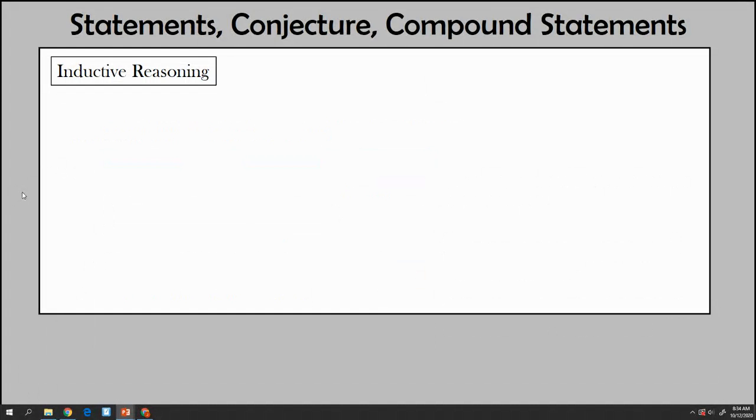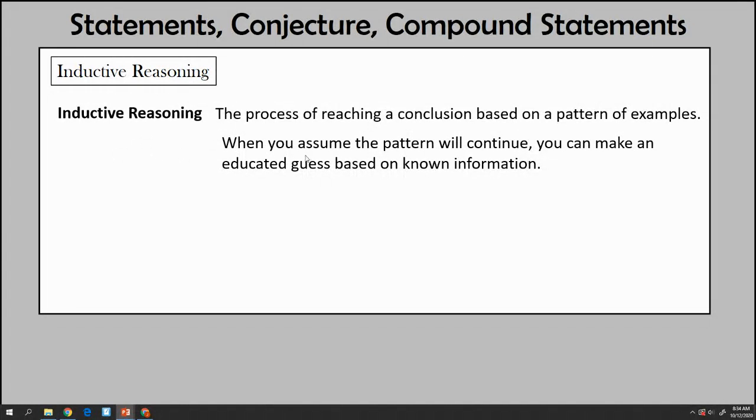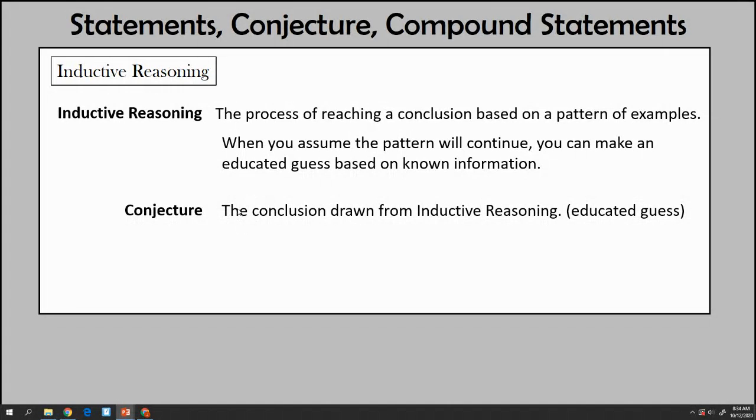Okay, this brings us to inductive reasoning. Inductive reasoning is the process of reaching a conclusion based on patterns of examples. And so when you see this pattern of examples and you think it's going to continue, then you make an educated guess on what you think that pattern will be from here on out. And that educated guess is called the conjecture. So this conjecture concept is a conclusion you draw from what we call inductive reasoning. And inductive reasoning is simply studying information, looking at examples and saying, hey, I think this is what's going to happen. It's called an educated guess, but we call it a conjecture.